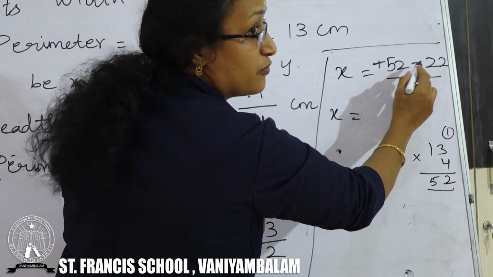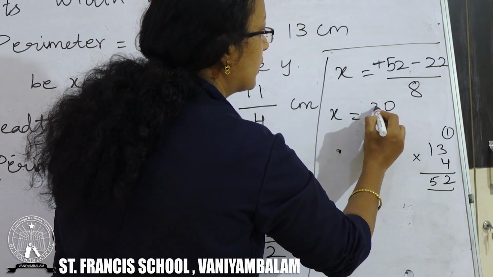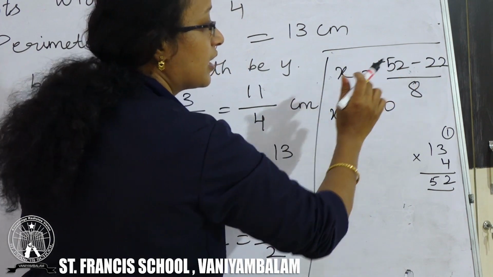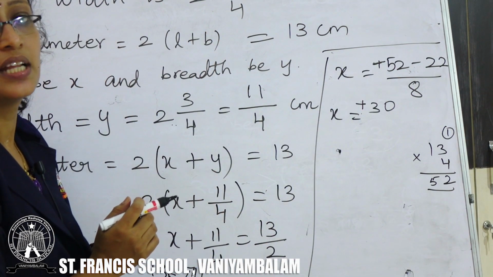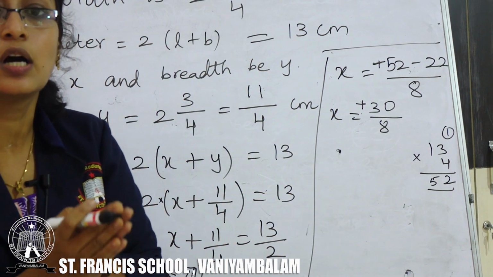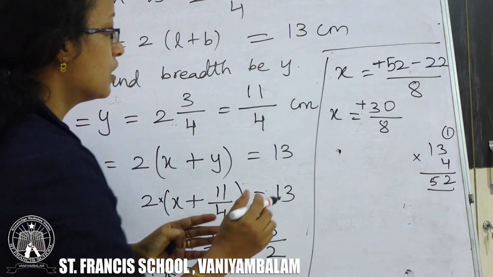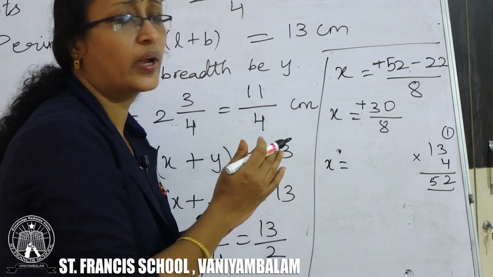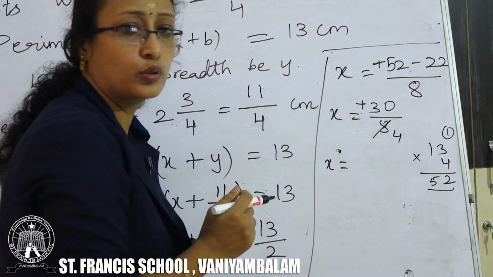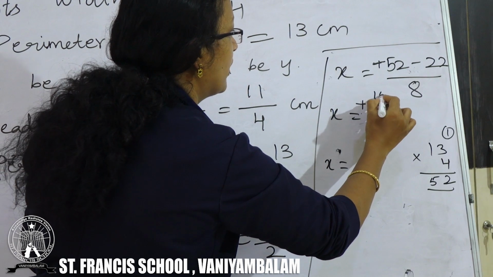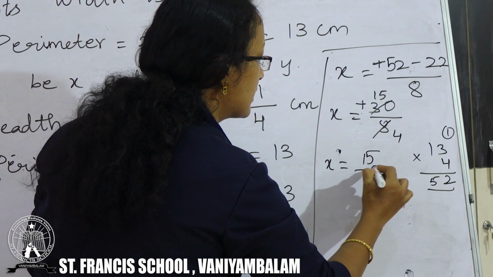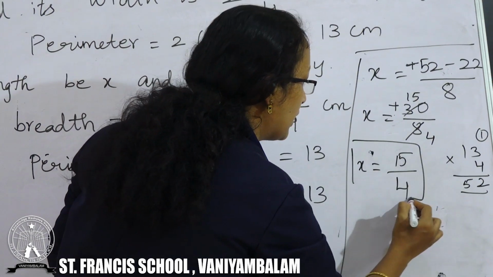When you subtract this 52 and 22, you will get 30, right? And greater number symbol is plus. Your greater number is 52 and 52 symbol is plus. So 30 divided by 8. You got the fraction now? 30 divided by 8. So let us check. Can you cancel this 30 and 8? Yes, in two table. 4 2s are 8 and 30, when you cancel, you will get 15. So your answer for the x is 15 by 4.